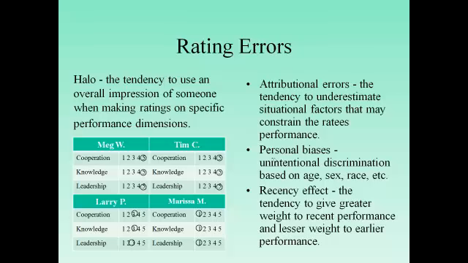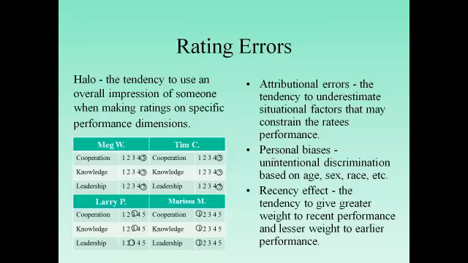We should also talk about halo as a rating error. This is the tendency for us to use our overall impression of someone when making ratings on specific performance dimensions. So we see here that this person is rating Meg W different than Larry P and different than Marissa M, but is not differentiating between the strengths and weaknesses of Meg W. She receives all 5s, as does Tim C.